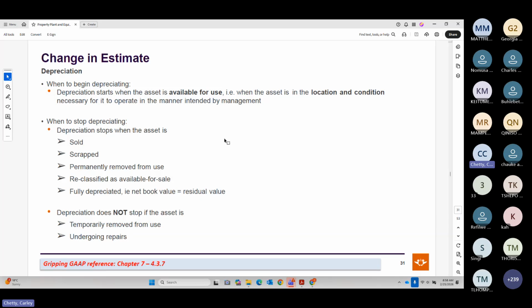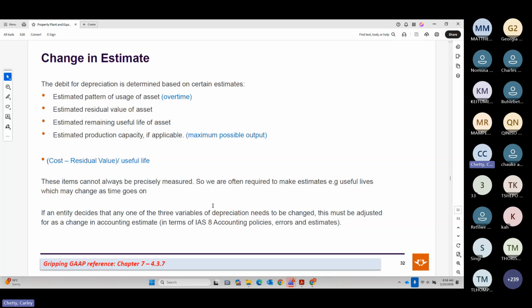Depreciation will stop when the asset is sold, scrapped, or permanently removed from use. It could be reclassified as available for sale. It could be fully depreciated, in other words, the net book value or carrying amount will equal the residual value. Depreciation does not stop if the asset is temporarily removed from use or undergoing repairs.